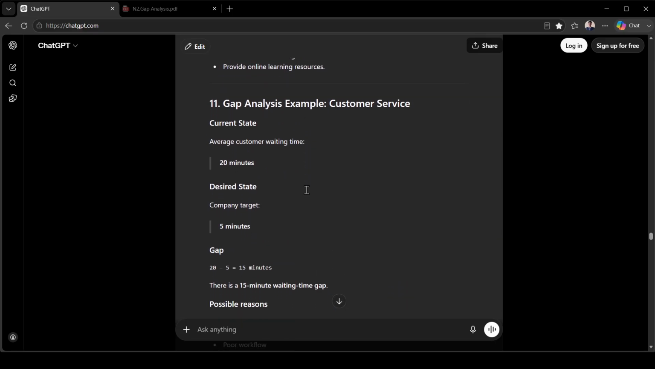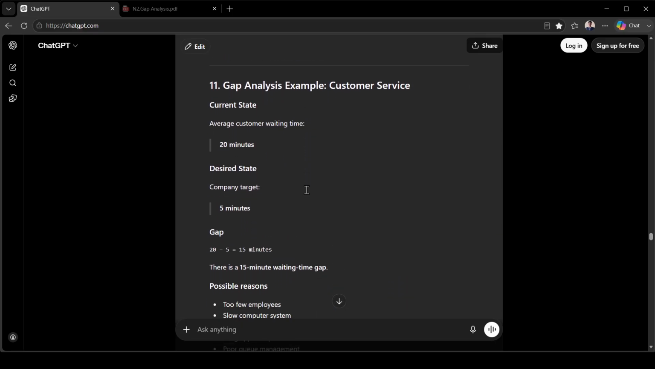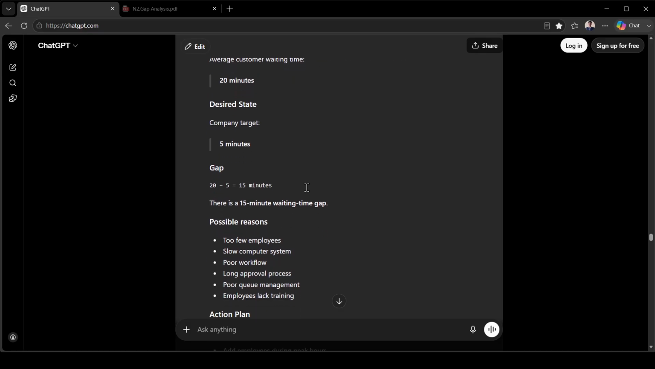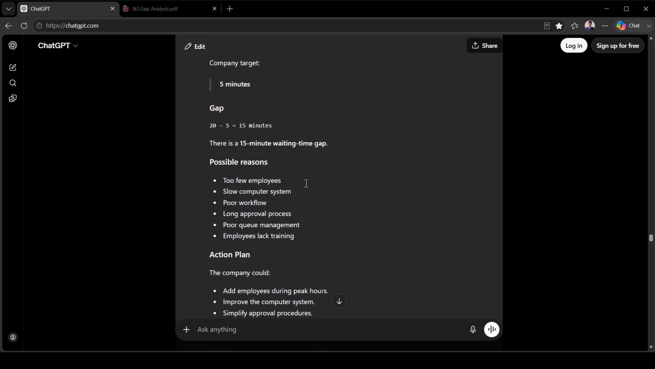Then one more topic: explain customer service gap analysis. The average customer waiting time is 20 minutes. The desired state, the company target, is 5 minutes. So the gap is 20 minus 5, which is 15 minutes. There is a 15-minute waiting time gap.